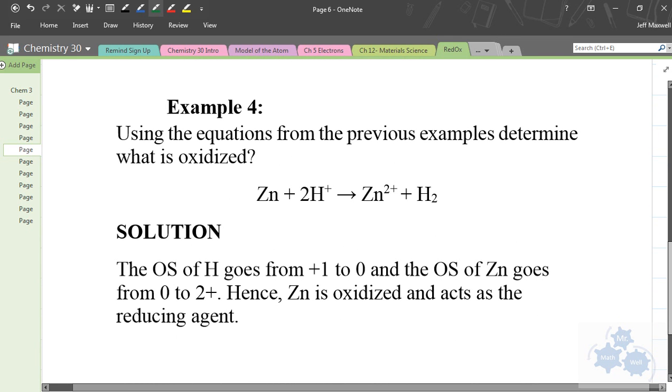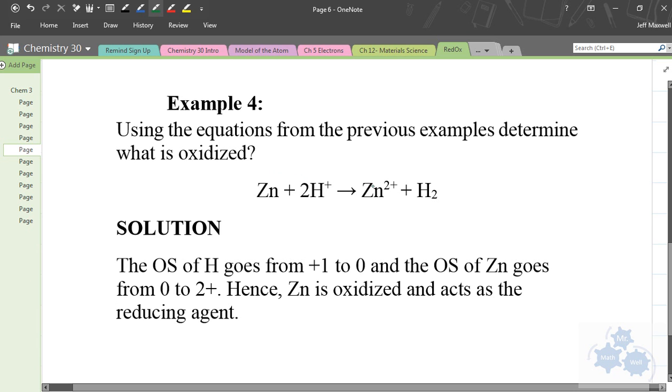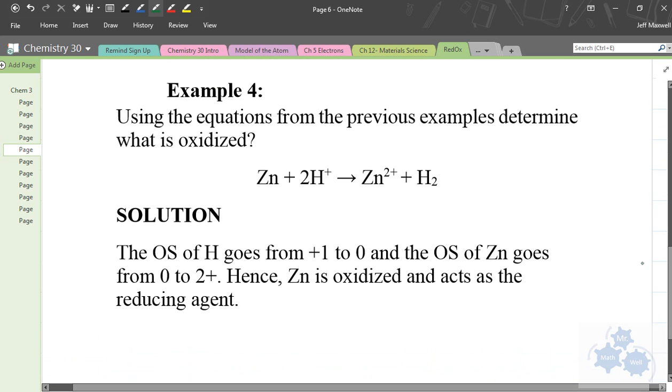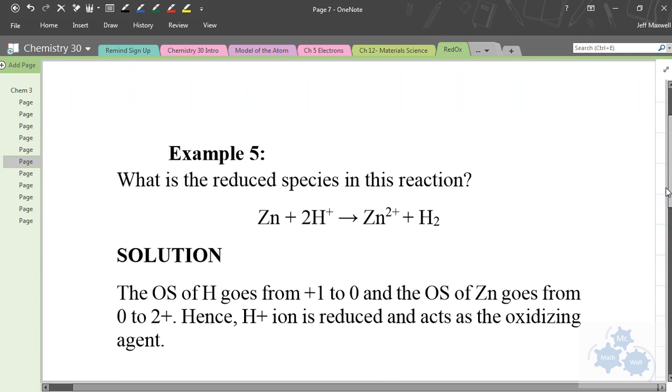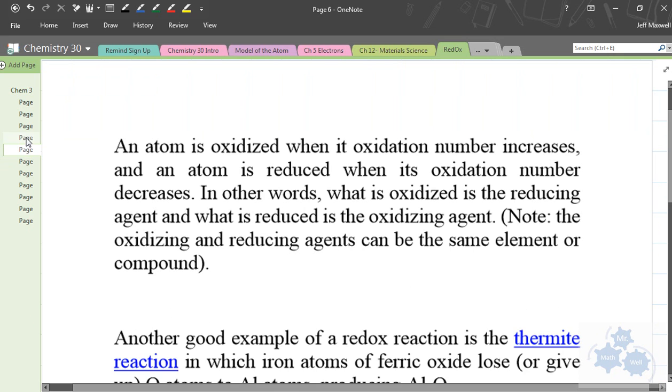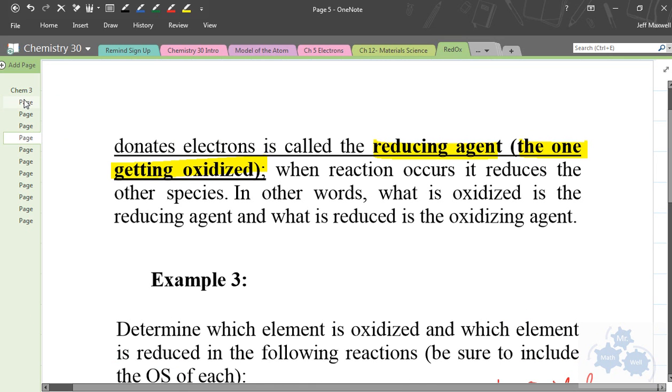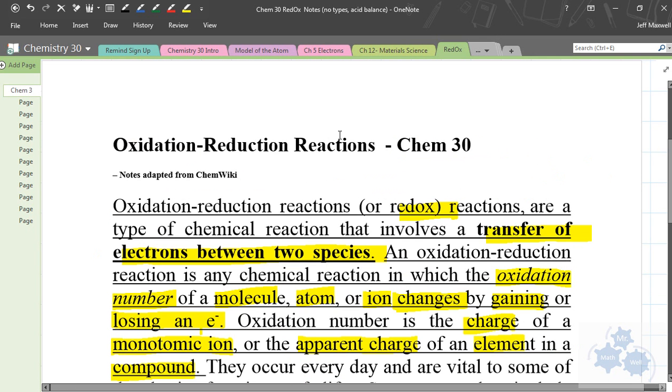Well, let's see. Here's just some more practice. Yeah, 0 to 2, 1 to 0. Okay, you don't need to do that one again. Just another example. All right, so that's going to be the lesson today on oxidation reduction. We went through these notes: how to recognize a redox reaction, how to identify oxidation states, what is the oxidizing agent, the reducing agent, and so on. So that's that.